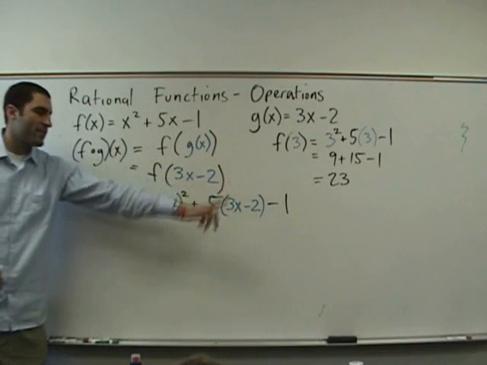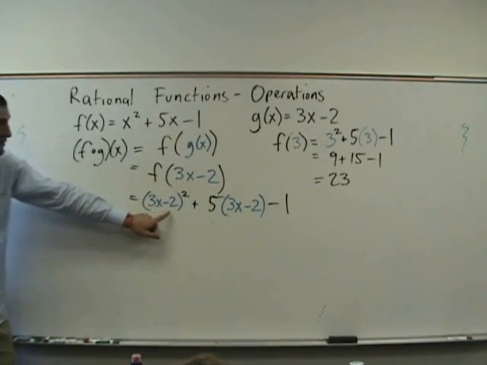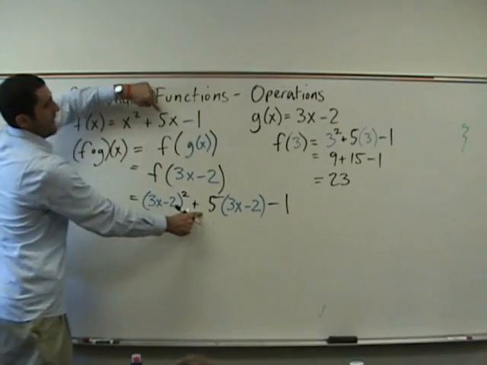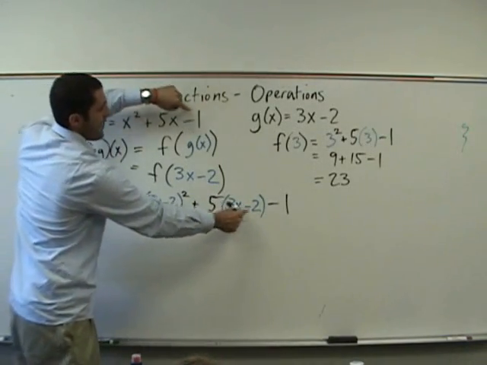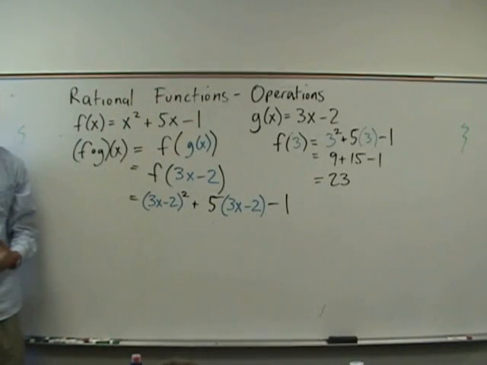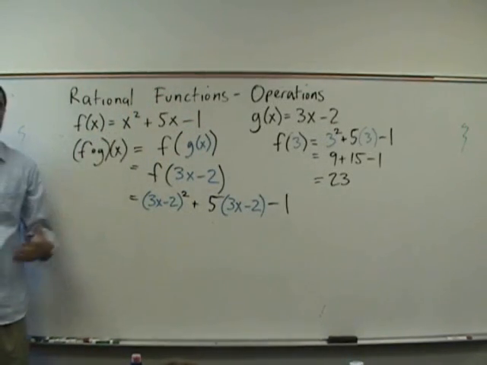F of 3x minus 2 is 3x minus 2 squared plus 5 times 3x minus 2 minus 1. Okay, you plugged it in for x in f of x.